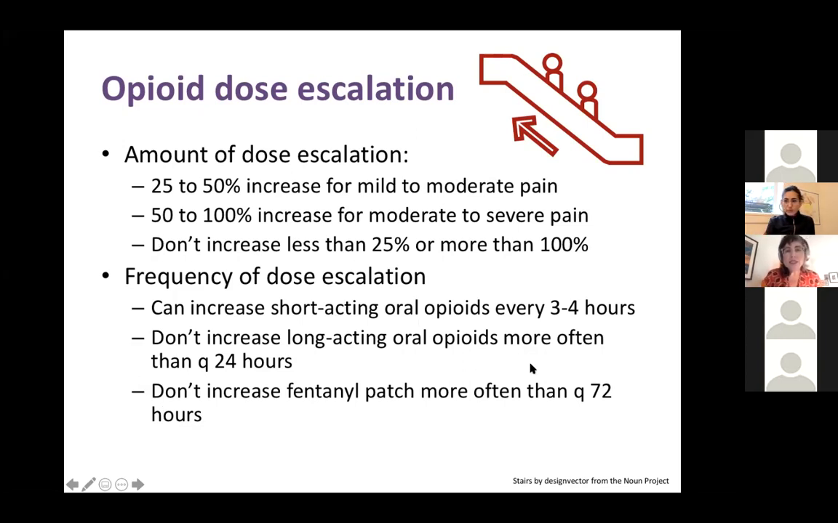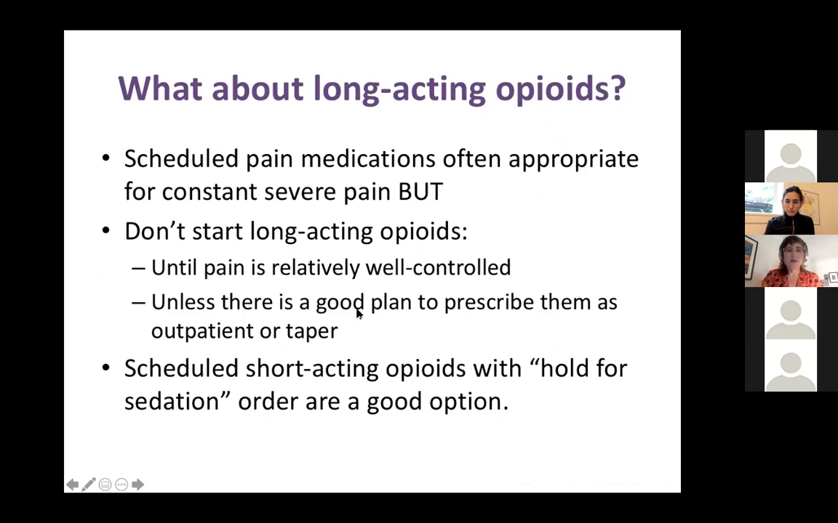You can increase short-acting oral opioids every couple of hours if you have somebody where you particularly need to find them a stable dose of oral opioids without relying on a lot of IV for breakthrough. You can actually come back in a couple of hours and make the next dose higher. You shouldn't increase long-acting oral opioids, like Oxycontin and MS Contin, more often than every 24 hours, and you shouldn't increase a fentanyl patch more often than every 72 hours.